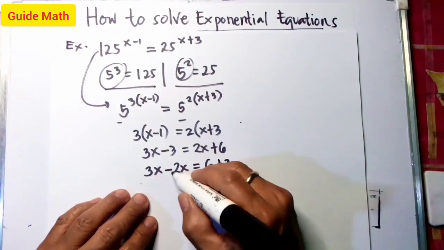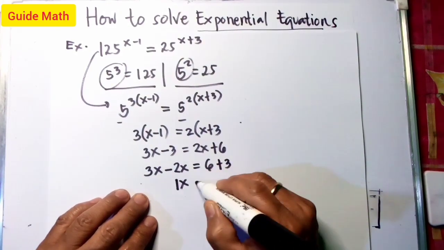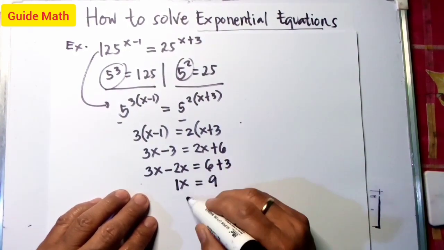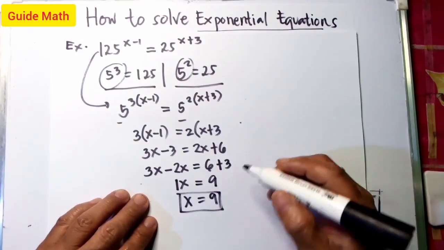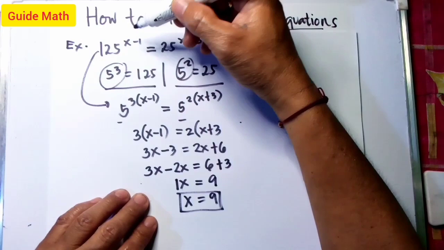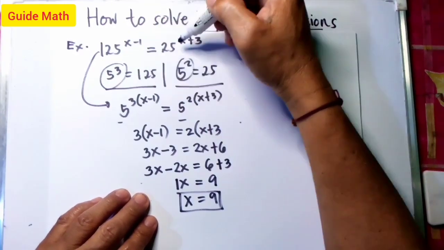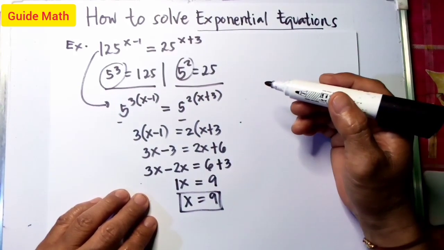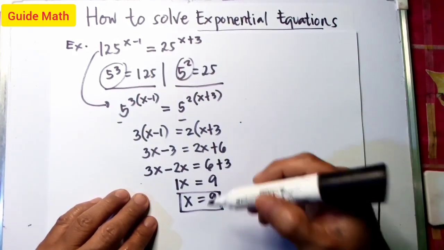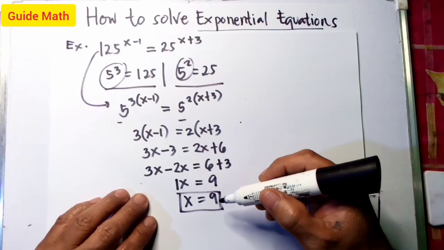So 3x minus 2x is simply 1x, or simply x is equal to 9. Or simply x is equal to positive 9. This will now be the value of our x. So, kung papalitan pala natin ng 9 yan doon sa taas, magkakaroon tayo ng same result. Okay? So, that's how to determine the value of our x here.